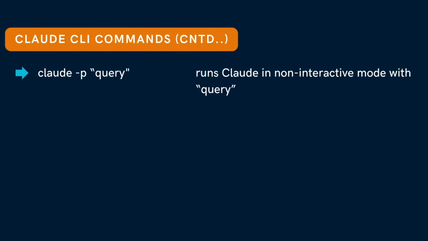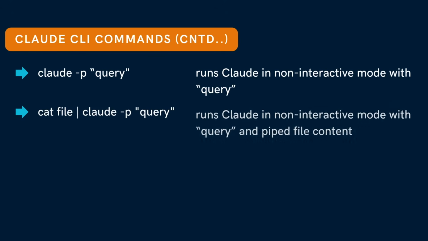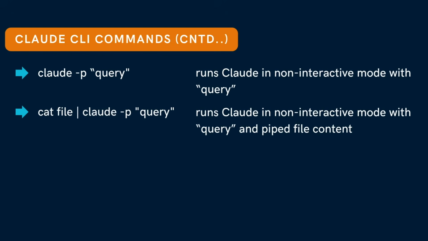One of the most powerful features of the CLI is the ability to send file content directly to Claude. You can do this using the pipe symbol. It's very useful when working with long documents, logs, or code files, and you want Claude to analyze or summarize them without manually copying the text. Let's see a quick demo.